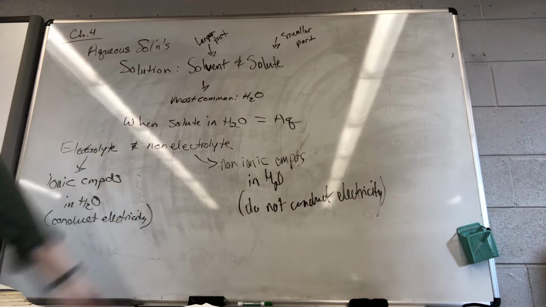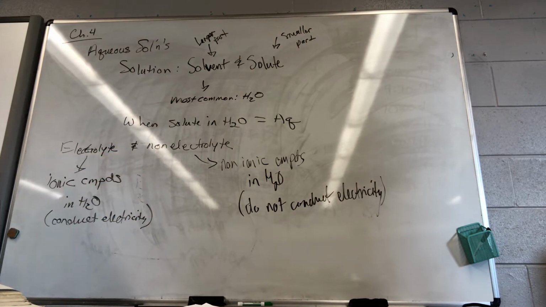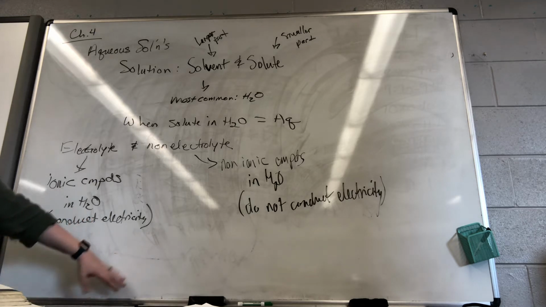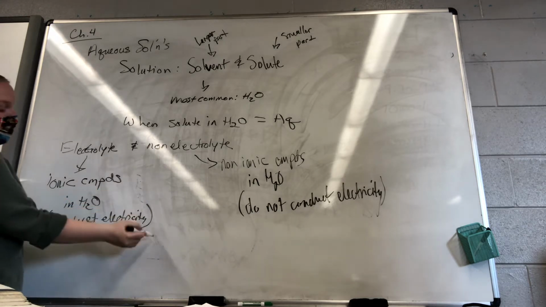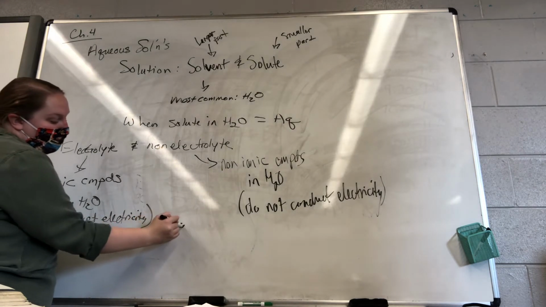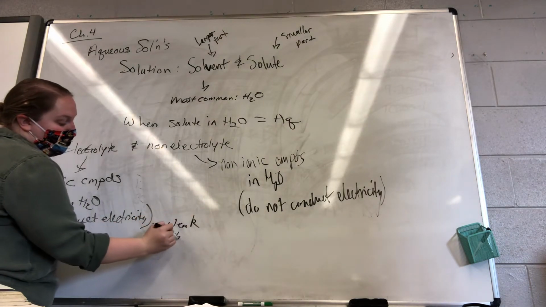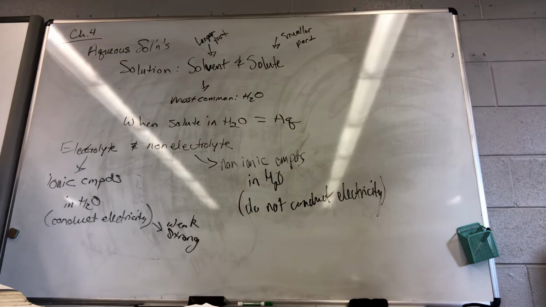Non-ionic compounds, think like sugar, when they dissolve in water, do not conduct electricity because they just stay as little sugar particles. They do not break apart into ions. When ionic compounds hit water, they break apart into their cation and anion parts, and that means there are places for electrons to be attracted to, which means electricity is able to be conducted through those electrolyte compounds. That being said, there are weak and strong electrolytes.